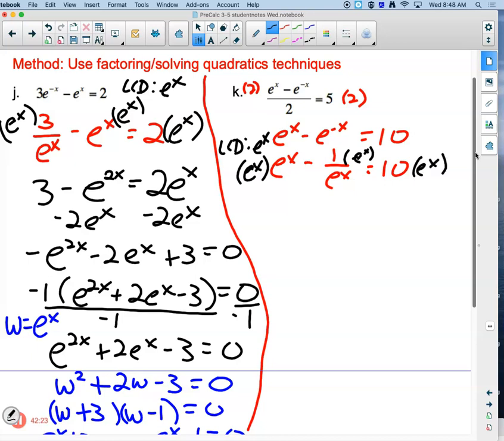So we will get x plus x, e to the 2x, minus, and in the second one, really nice here, the e to the x's drop out, and we get 1 equals 10 e to the x. From the last one and from the method, they told us, use the factoring, the solving quadratics methods. I'm going to have to bring the 10 e to the x over.